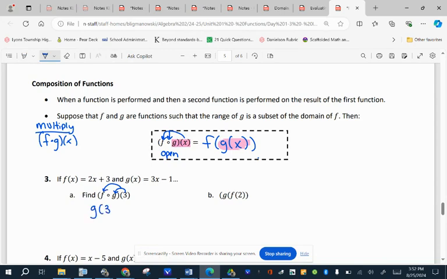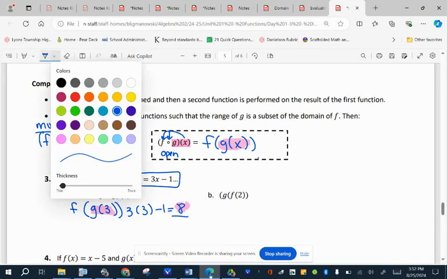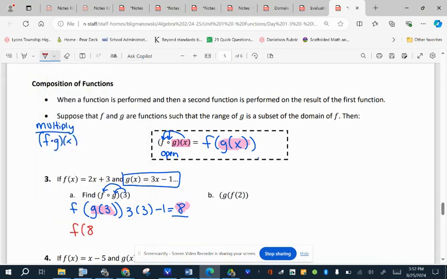So first I'm going to find g of 3, which means I'm going to take my g function and plug in 3 for x, and that's going to give me 8. Now, since I'm doing f of g of 3, that means I'm taking the answer to g of 3, which we said was 8, and now I'm going to put it into f. So now I'm finding f of 8. And so f of 8 is going to be 2 times 8 plus 3, which will give me 19. So we're going to do a couple practice of each of those.